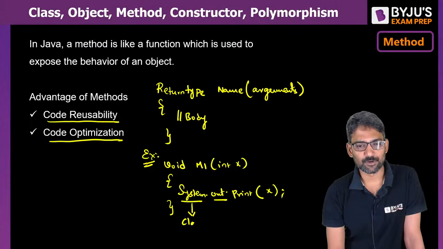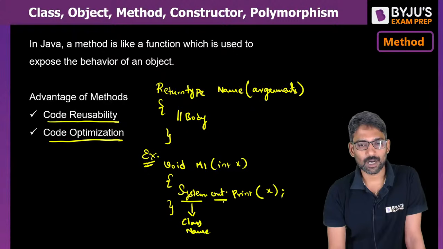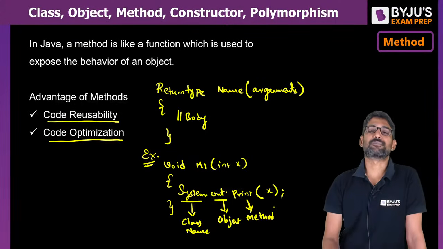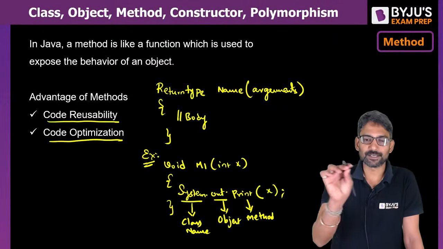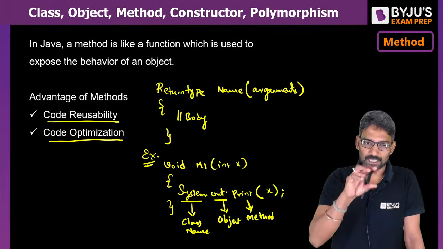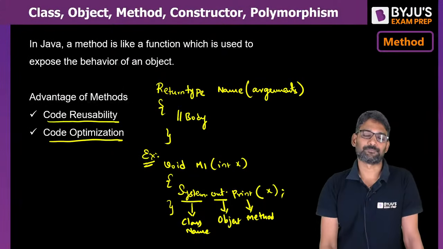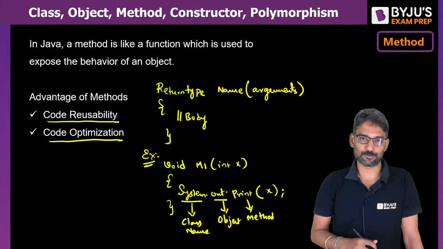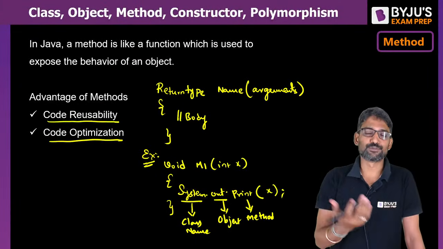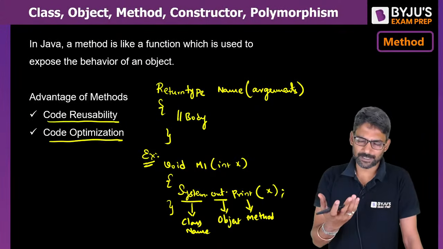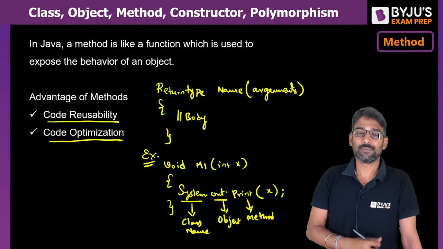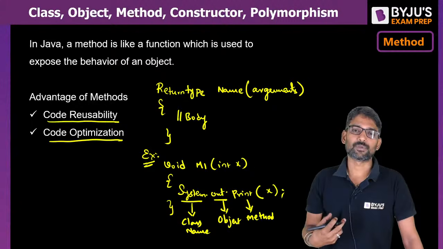System is the name of the class. Out is the name of the object. Print is the method defined inside this System class. So this is the hierarchy: class name, object name, method name. Similarly, like how you have the out object, we have the in object also for dynamic input. You can use BufferedReader or the Scanner class. There we write System.in, meaning through the in object you can take input.